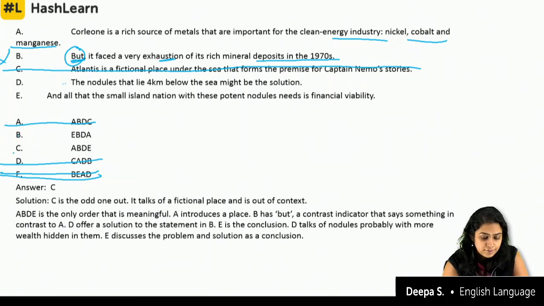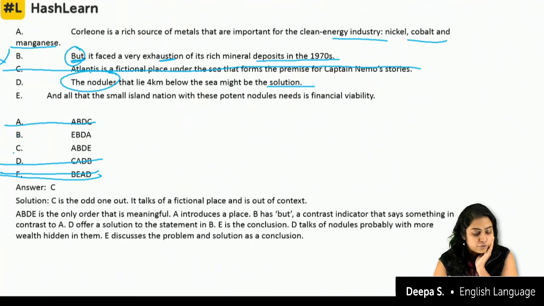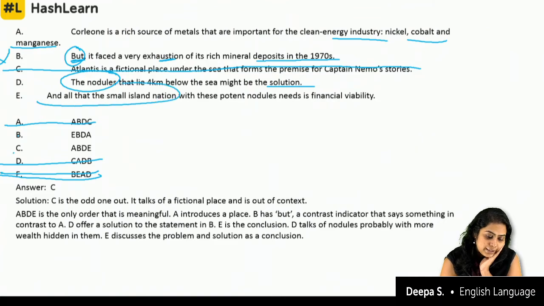Okay. Now look at this. The nodules that lie 4 km below the sea might be the solution. When you talk about the nodules, it's typically not going to be your starting sentence. Correct? It sounds very direct, and you don't know where exactly this is happening. Okay. And all that, the small nation, blah blah blah. Look, I'm not even reading the sentence fully.